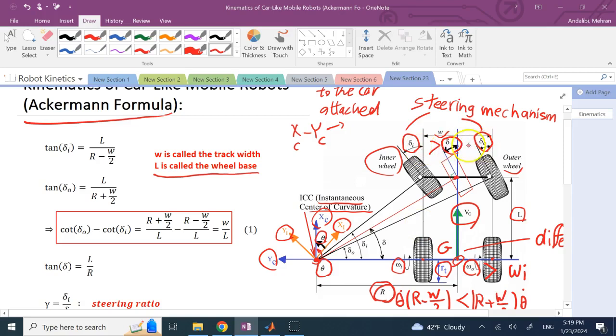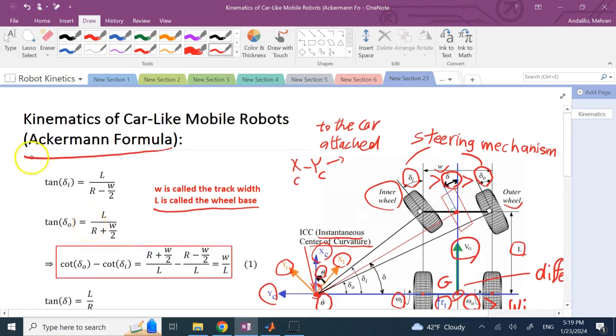But again, you have delta I and delta O, where delta I is bigger: the inner one will turn more than what you pass through the steering wheel, and the outer one is going to turn less than that. So there is this inequality between these angles, and we're going to look at formulas for calculating them, which we know as the Ackermann formula. So let's go ahead and dive into it.